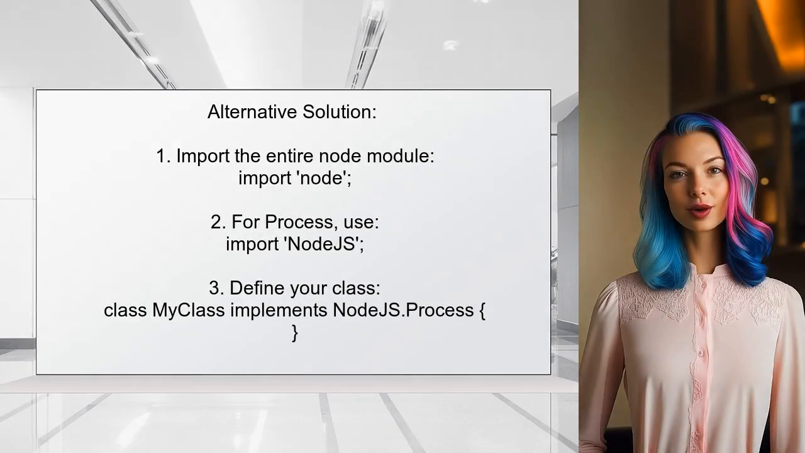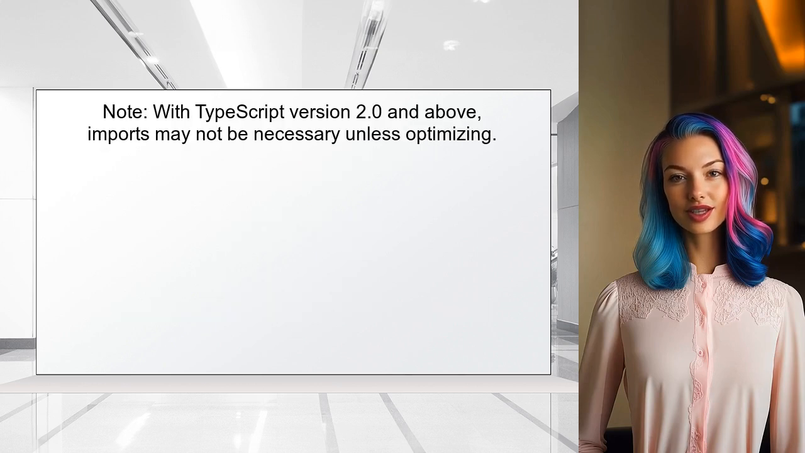An alternative solution suggests that the issue arises because the node typing file declares a module named node. Instead of importing process directly from node, you can import the entire node module using import node. If you only need process, you should import from the Node.js namespace. After that, you can define your class by implementing node.js.process.